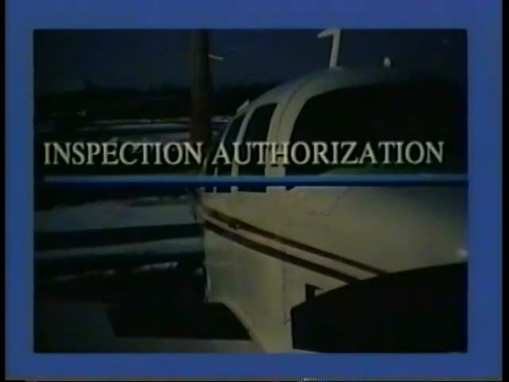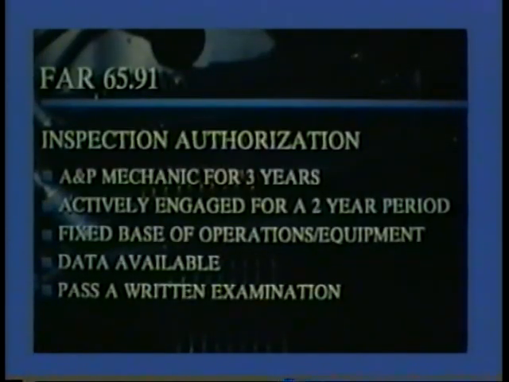FAR 65.91 could be called the Master Technician Regulation because it sets the requirements to hold an IA. FAR 65.91 says that you must have been an A&P mechanic for at least 3 years and have been actively working on certificated aircraft for a 2-year period. You also have to have had a fixed base of operations and have the necessary equipment and data to function as an IA. And you must pass a real tough written examination.